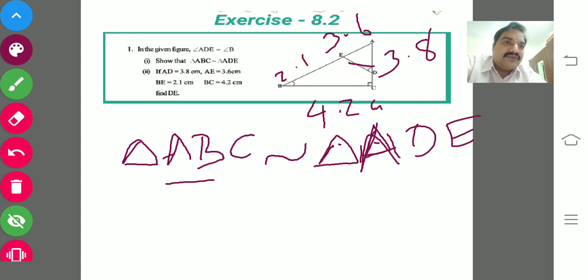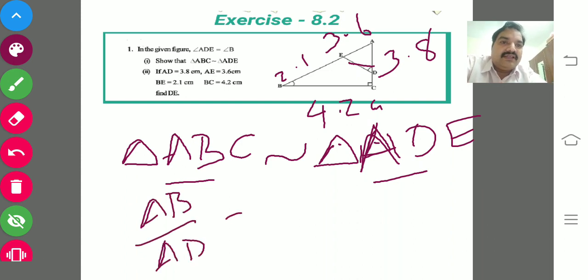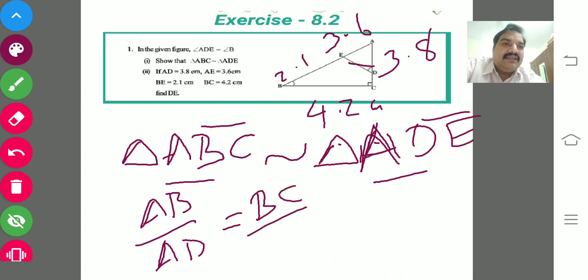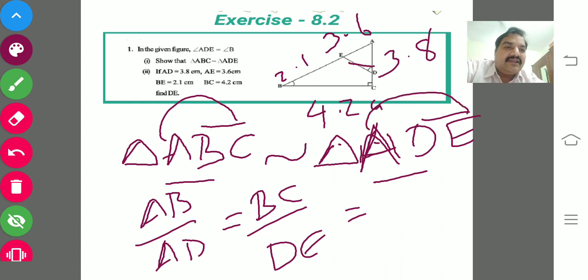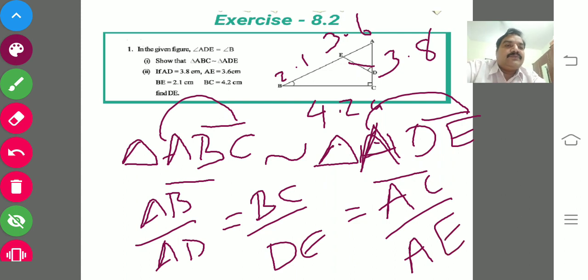Take the first two letters, AB, and here AD. So, AB over AD equals, now the second and third, BC by DE, and the first and last, here also first and last, AC by AE. If you follow this pattern, you can reach the answers to most questions very easily. Most similarity-based problems follow this pattern only.